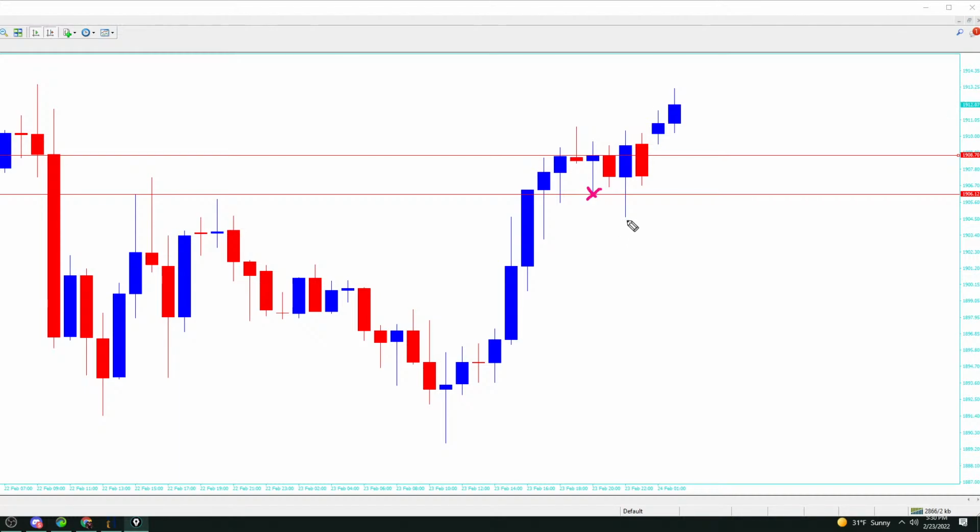So I probably would have it below this area right here, but you don't want it right at the bottom of the tail of that candle. I'd probably have it below here, which is below 1904. Okay? But you don't want it right there because they'll come and stop you out. And then it'll go in that direction.